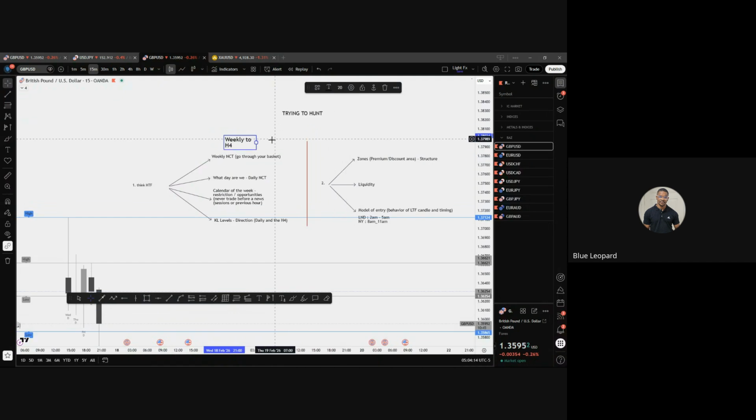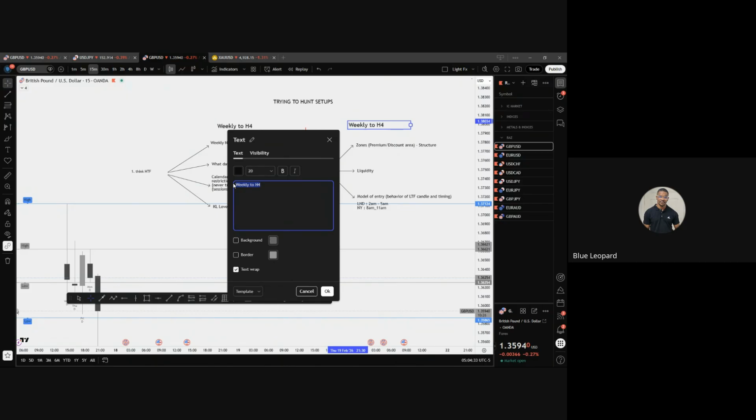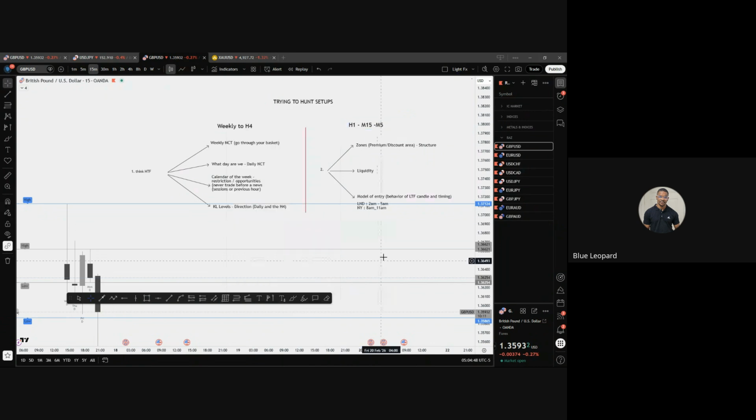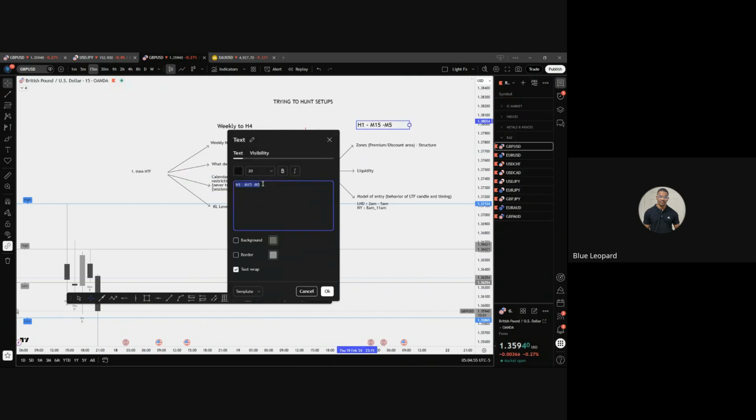Okay, let me put it bigger. Weekly to H4. Okay, and here it's from H1. Okay, you will move to M15, and you can enter on M15 or M5. Okay, on M5. And if you are using the fractal model that I showed you, here, after doing all this, you will use H4, M30 and M5.